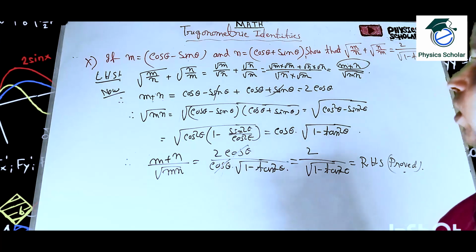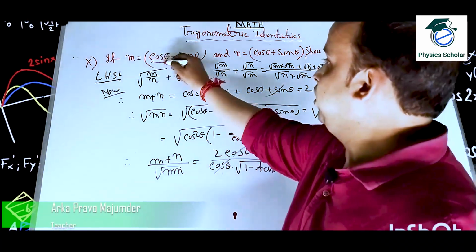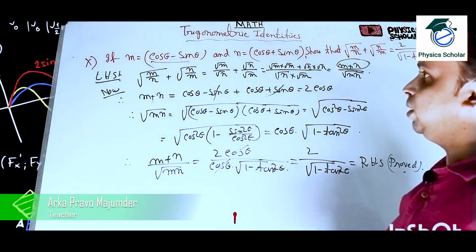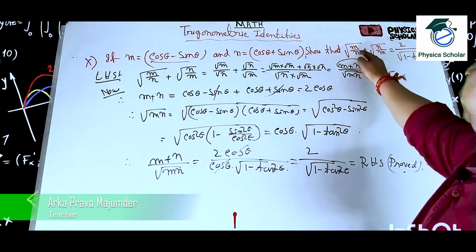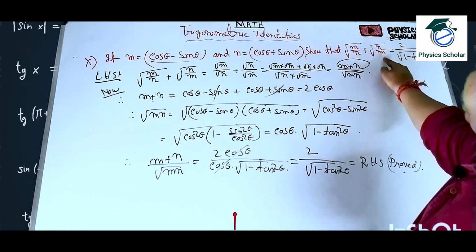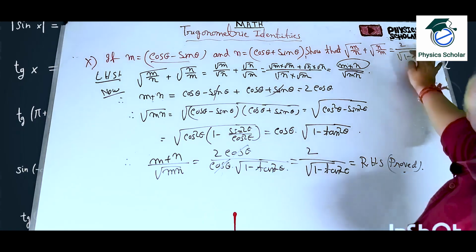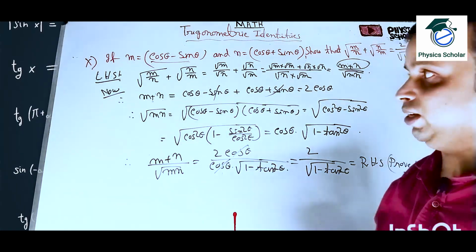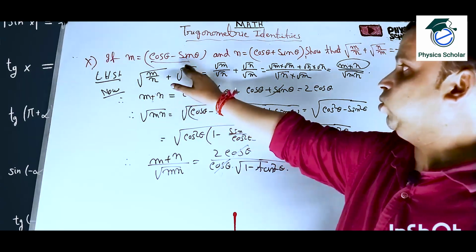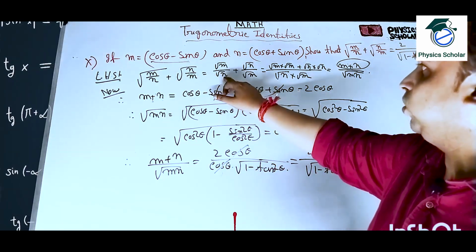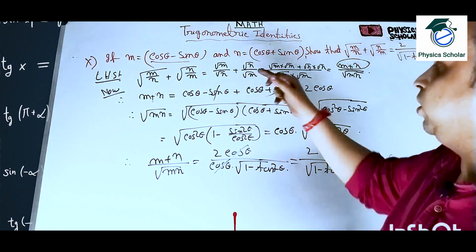So I am explaining it once again. What is given? m is equal to cos theta minus sin theta and n is equal to cos theta plus sin theta. We have to show that root over m by n plus root over n by m is equal to 2 divided by root over 1 minus tan square theta. Clear? So now, root over m by n plus root over n by m, how can we write it? Root m by root n plus root n by root m.